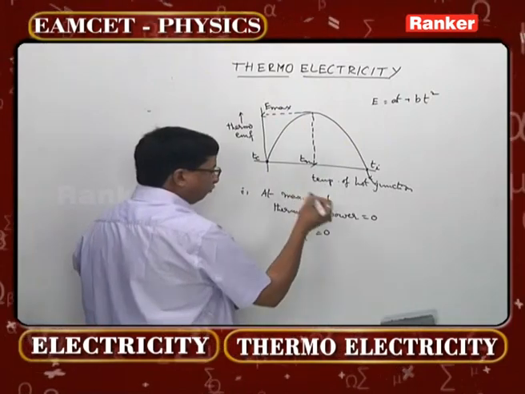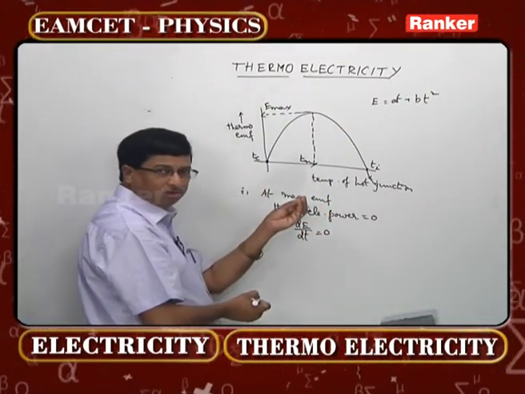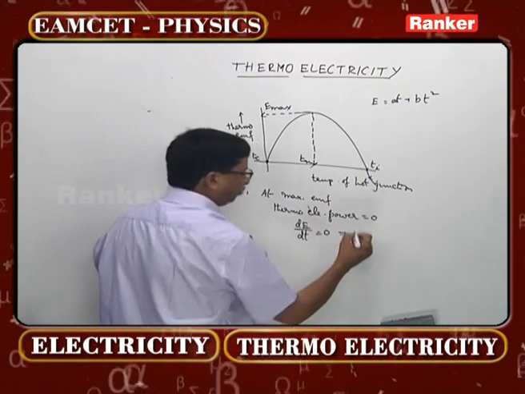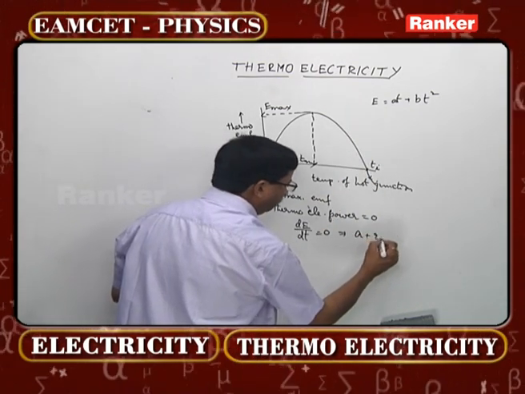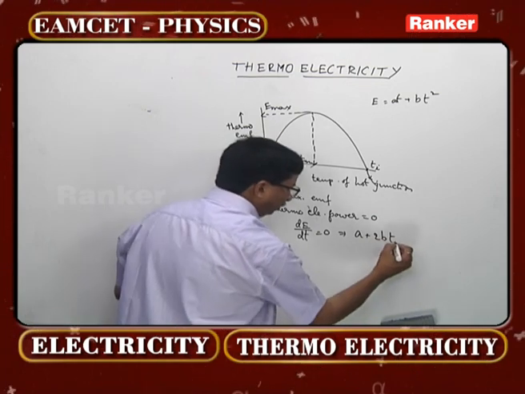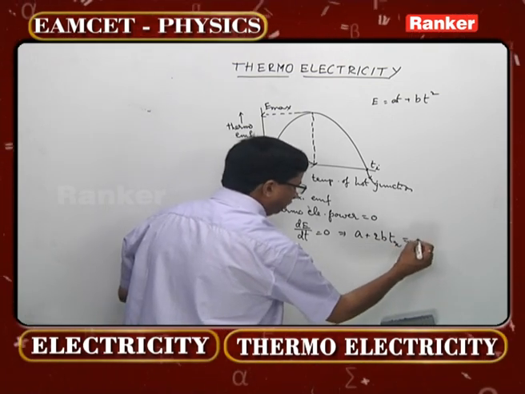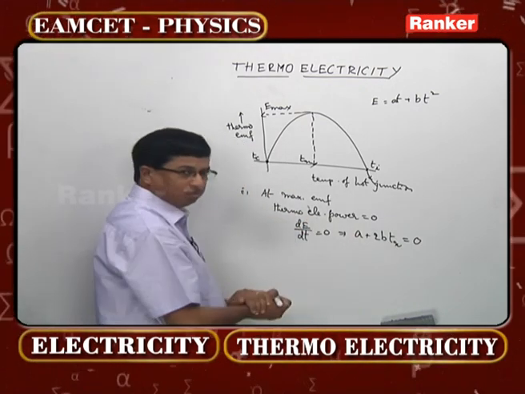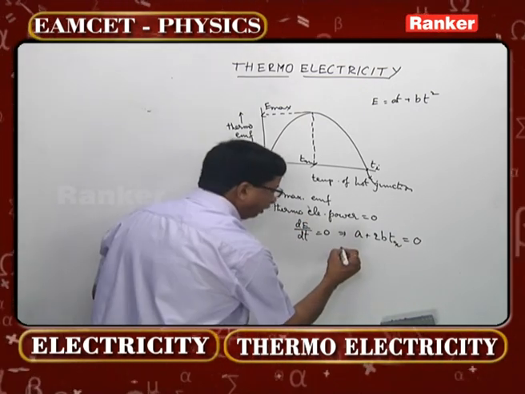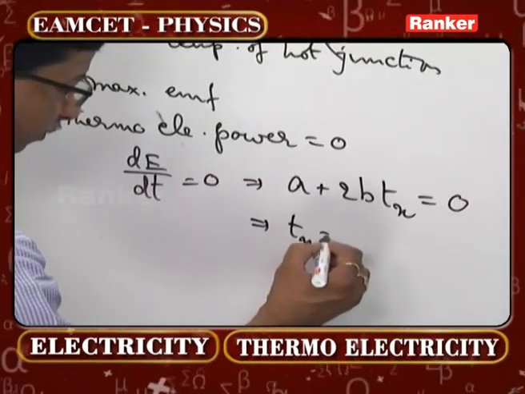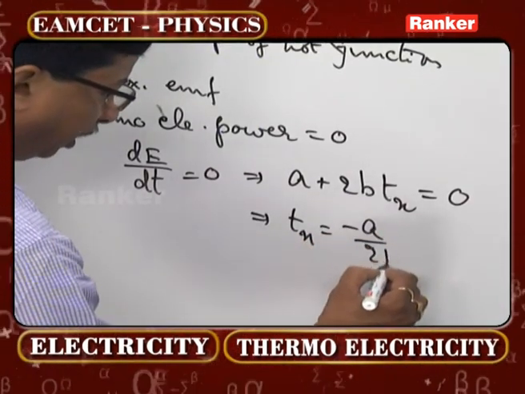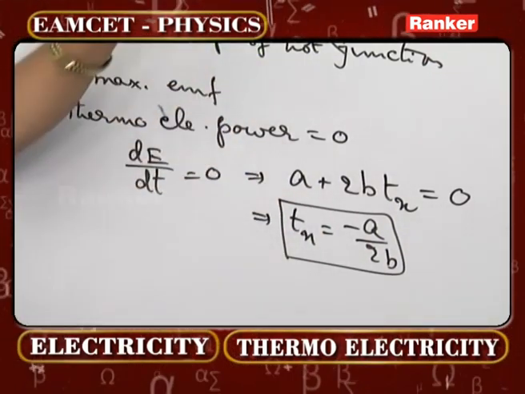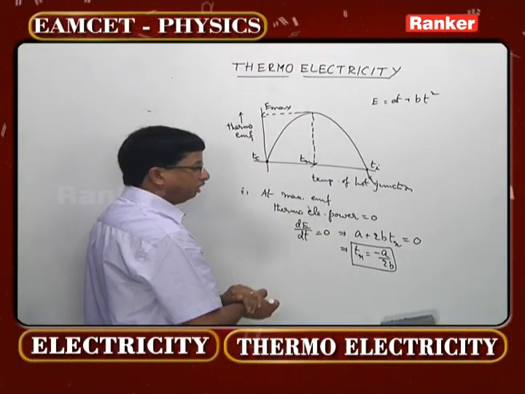At maximum EMF, what is the corresponding temperature? We know that it is the neutral temperature. If I take dE by dt from that equation, is it not A plus 2BT? That T now is to be called the neutral temperature, and this value should be 0 at this particular maximum value of EMF. So what is the equation for neutral temperature from this? Minus A by 2B. This is the equation for the neutral temperature from the given equation of EMF.